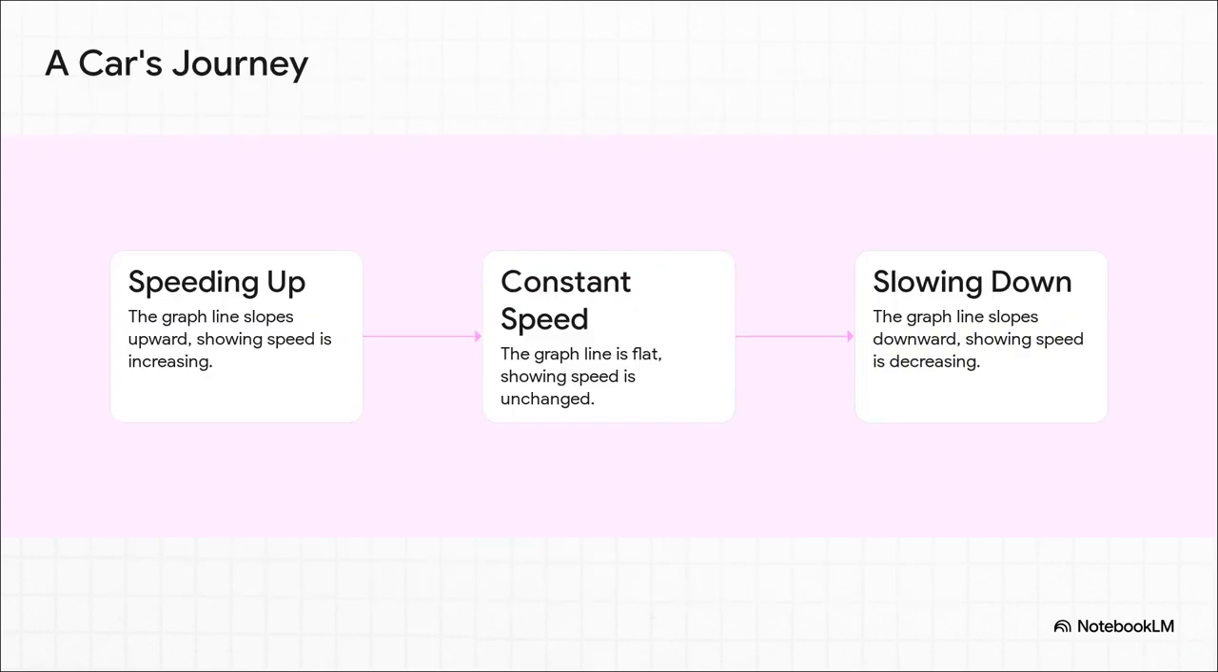For instance, look at this. This graph could be telling the story of a car's journey. You don't even need the numbers. You can see right here, where the line is sloping up, the car is speeding up. Then, when the line goes flat, its speed isn't changing. It's at a constant speed. And then, when the line starts sloping down, well, the car is slowing down. The story is right there in the shape of the line.